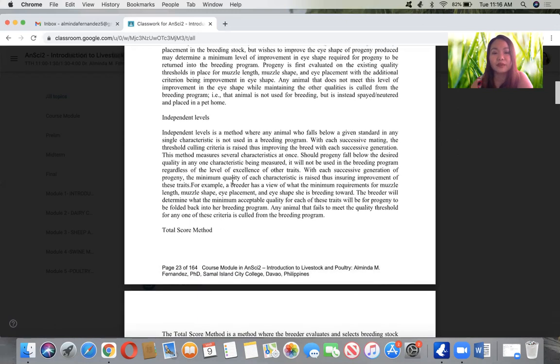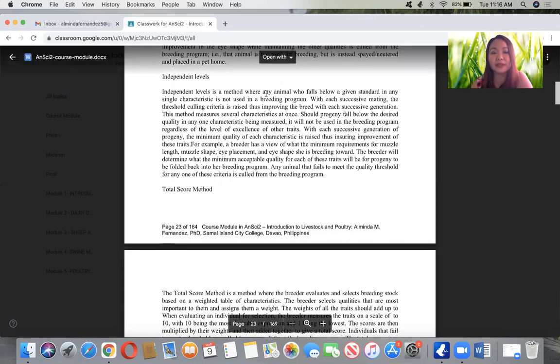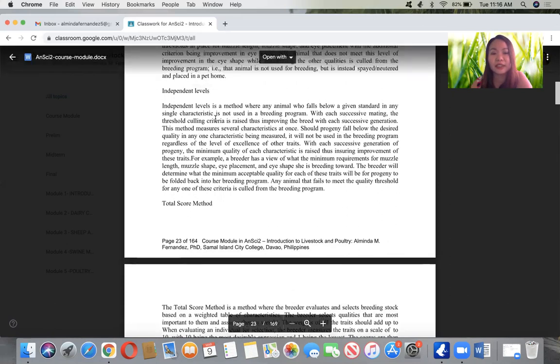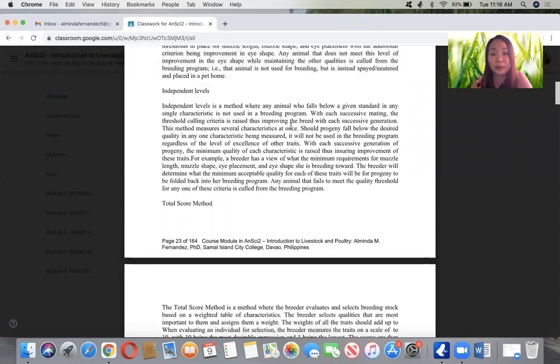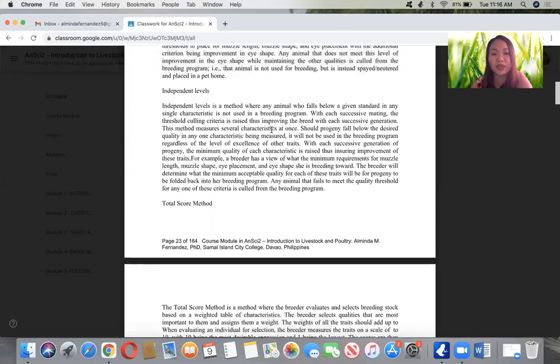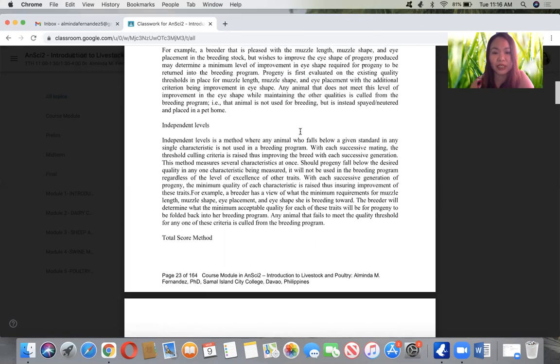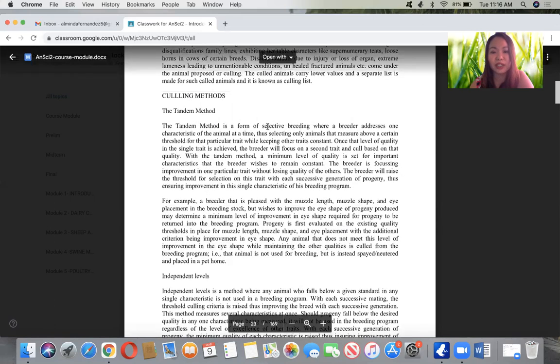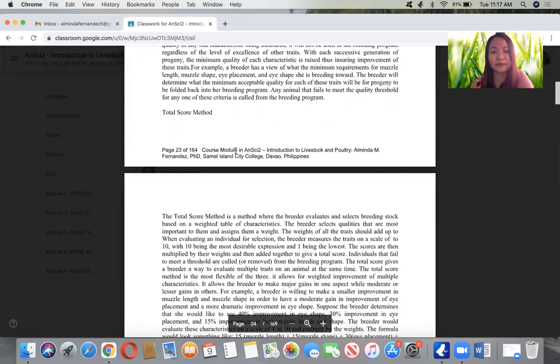For the independent levels method, it is a method where an animal that falls below a given standard in any single characteristic is not used in a breeding program. So it's somewhat the same. With each successive mating, the threshold culling criteria is raised, thus improving the breeding with each successive generation. So this method measures several characteristics at once, unlike the tandem method, which focuses on only one characteristic.